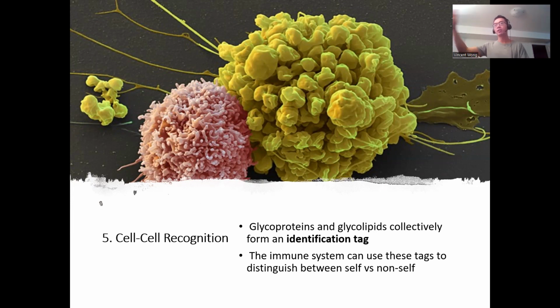So when a bacteria goes into your system, it has a different set of ID tags. Your immune system would attack it. So this here is a white cell, and it's eating whatever this is. I don't know what it is, but it has a different kind of ID tags. That's how it knows, and it's going to get rid of it. So it's a way for your body to distinguish self versus non-self.